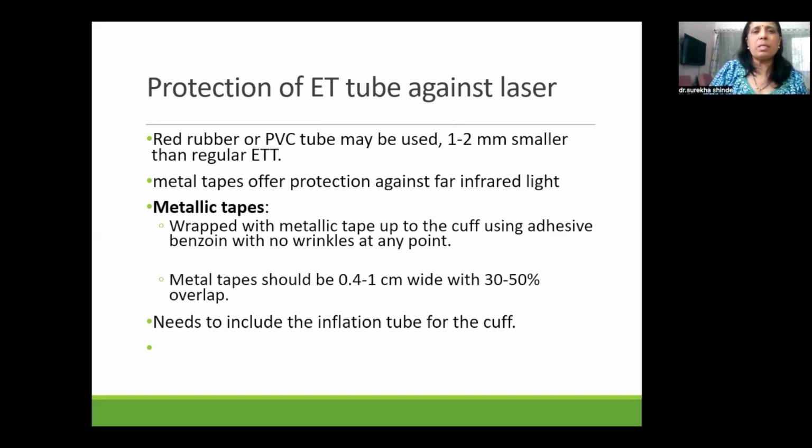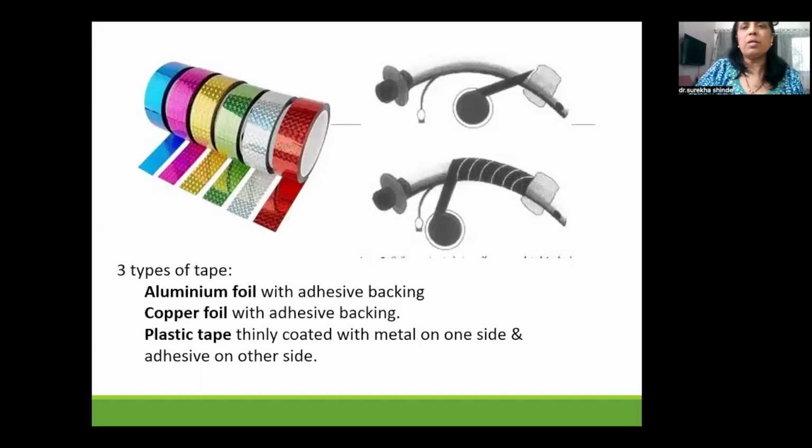With these metallic tapes, we can use adhesive benzoin tape without any wrinkle, and there should be a 30 to 50% overlap one over the other. We have to include the inflation tube also to have maximum protection. This kind of scenario can be seen while we are just holding the metallic tube over the laser tube. It can be of three types: aluminum, copper, or plastic tube. This is just for academic purposes.